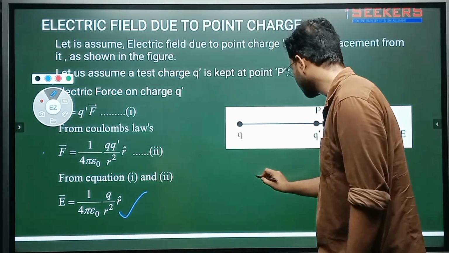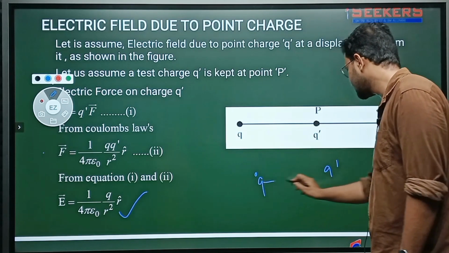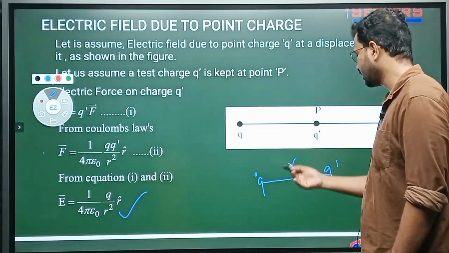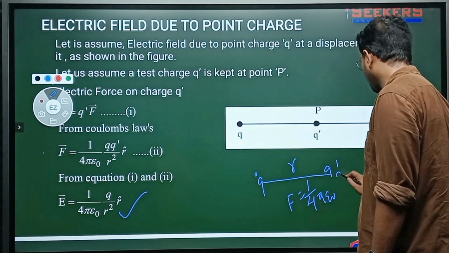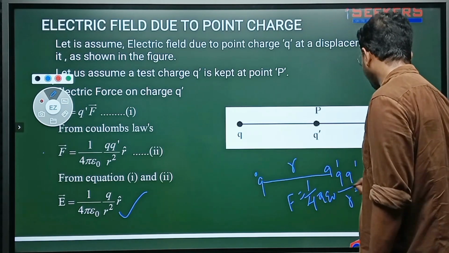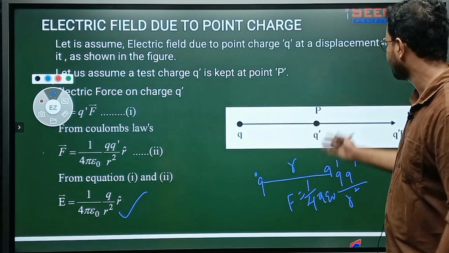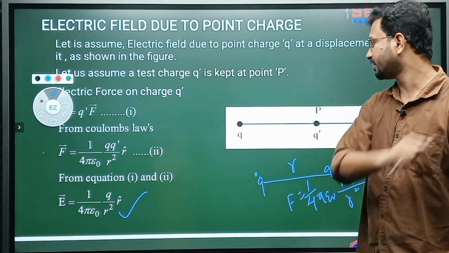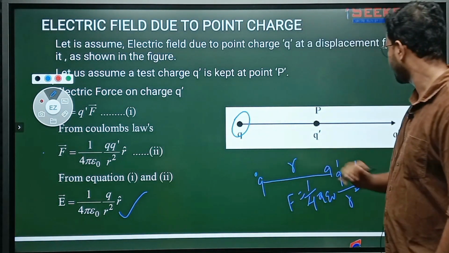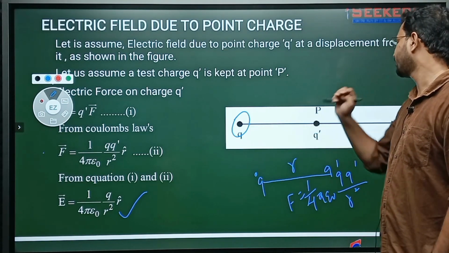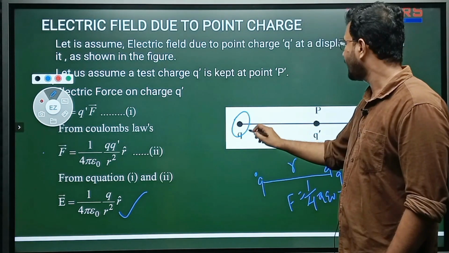If you take a point charge here, suppose Q, and if you keep another charge here, suppose Q dash, with the distance between them R, the force of attraction or repulsion, depending upon the polarity of the charge, will be 1 by 4 pi epsilon naught Q dash by R square. This is the force exerted between Q and Q dash. Q is exerting force on Q dash, or we can also say that Q dash is exerting force on Q. But since we are studying the electric field due to this charge, we are going to say that Q is exerting force on Q dash. So this is the force exerted by Q on Q dash.